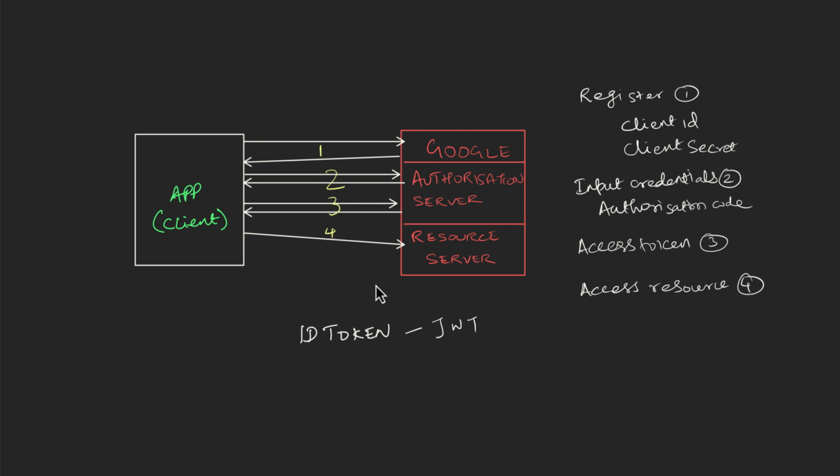Like previously, the resource server cannot use ID token. It only works with access token. So if you want to make some API call after successful authentication with Google using this OpenID Connect, you still need to get the access token. And to get the access token, you can either present authorization code, client ID and client secret, or if you have already obtained ID token, you can simply present that ID token to authorization server to get a new access token. And with that access token, you'll be able to access your resource server.